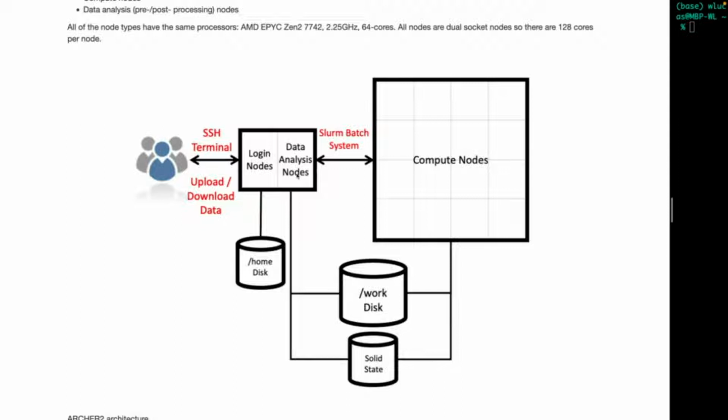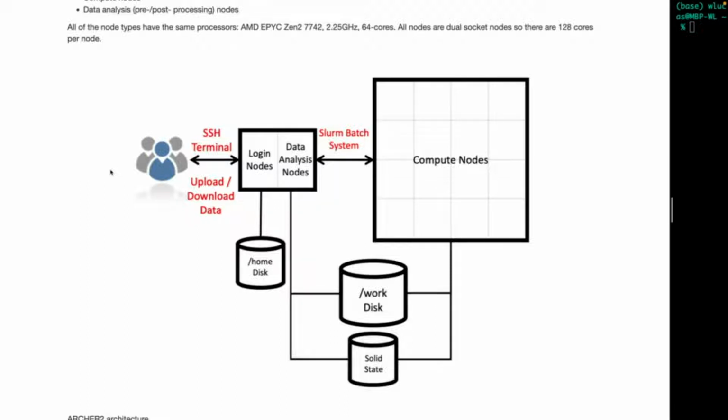The data analysis nodes can be accessed through Slurm. They also give you access to everything, and you can also move data in and out from ARCHER2 using those nodes. When we want to run our jobs, we then go through the Slurm batch system. We'll be talking about Slurm this afternoon.